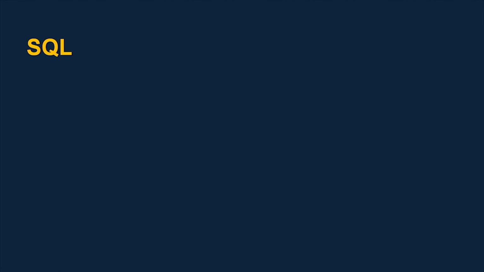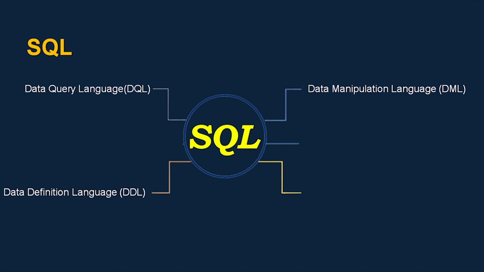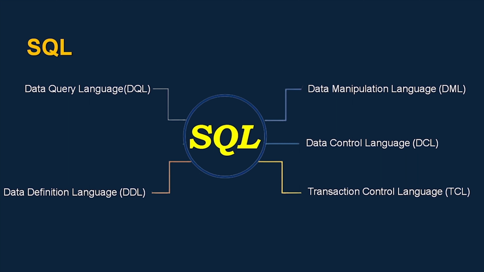Let's understand what is SQL. SQL stands for Structured Query Language. It has 5 different sub-languages such as Data Query Language, that is DQL, Data Definition Language, that is DDL, Data Manipulation Language, that is DML, Data Control Language, that is DCL, and the final one, Transaction Control Language, that is TCL. We will cover each sub-language in our upcoming slides.